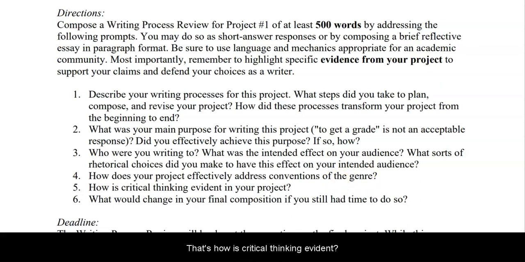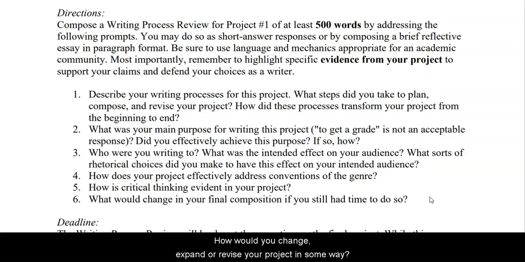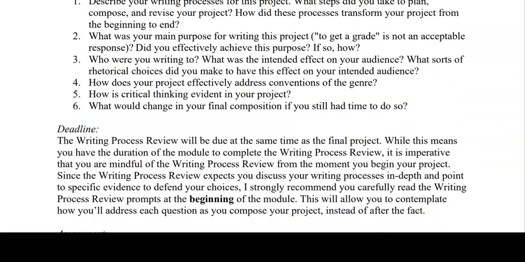Next, how is critical thinking evident? It may be helpful for this question to consider what was the most challenging when you were writing this assignment. Did you think critically about the topic, the genre expectations, your rhetorical situation in some way? And finally, if you had more time with this project, what would you do? How would you change, expand, or revise your project in some way?